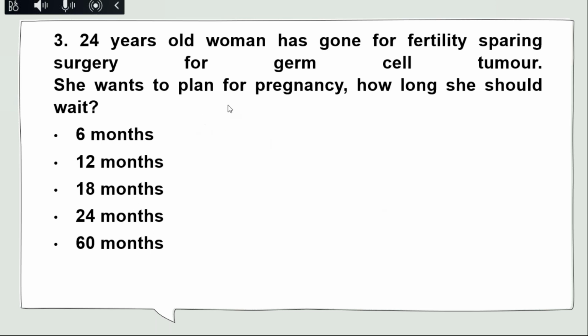Should it be 6 months? She's receiving chemotherapy. Should she wait for 6 months, 12 months, 18 months, 24 months, or 60 months? That is a half year, 1 year, 1.5 years, 2 years, and 5 years. If a patient is having chemotherapy, how long should she wait for pregnancy? I just mentioned it during the slides. Anyone can answer.